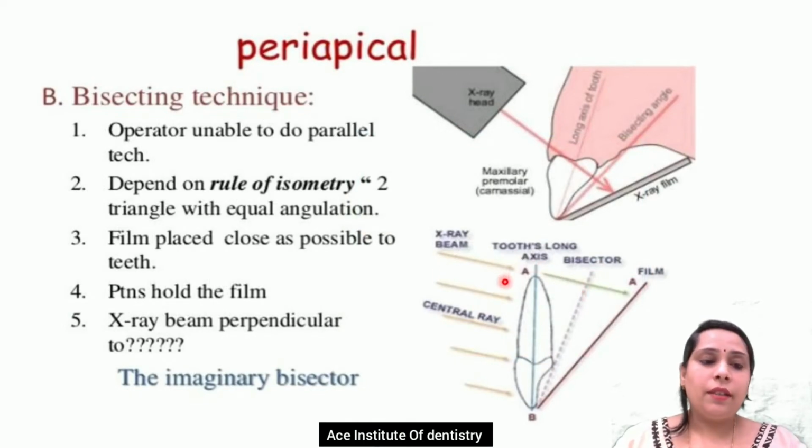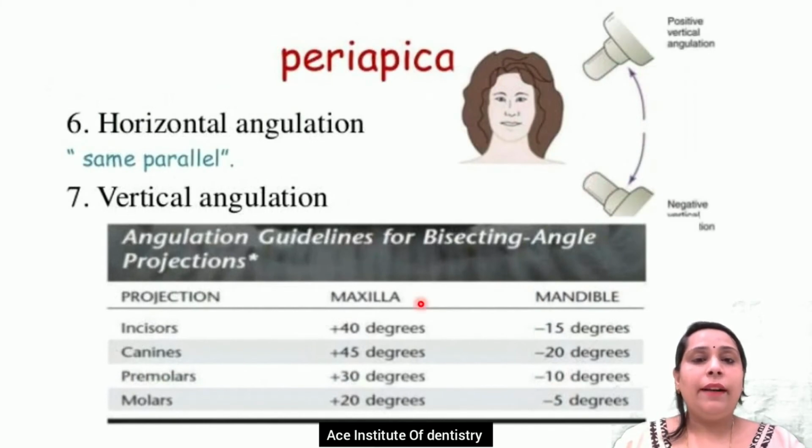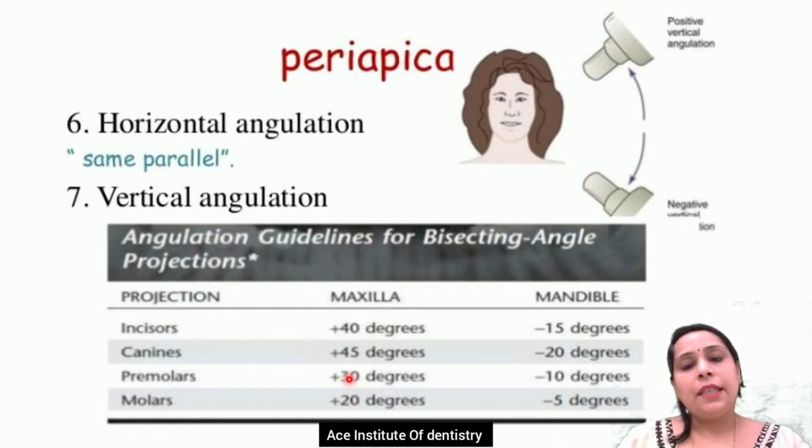How can we achieve this? We can achieve this by giving angulation to the head. They have given some values for this. For the incisors the value is plus 40. What do we mean by plus? Plus means the cone is directed downwards, and the angle is 40. For the canines, since the canine root is very long, it is plus 45. For premolars plus 30 degrees, and for the molars plus 20.